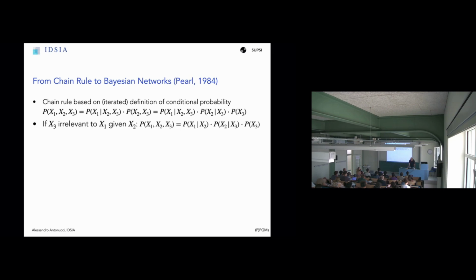The decomposition into smaller terms appears when you have some irrelevance relation. Say, for instance, that given x2, x3 is irrelevant for x1. This is not written here. It's something we know. We know that for some reason, knowing x2 makes x3 irrelevant for x1. So basically it means that in this term, we can remove x3, and we can just write x1 given x2.